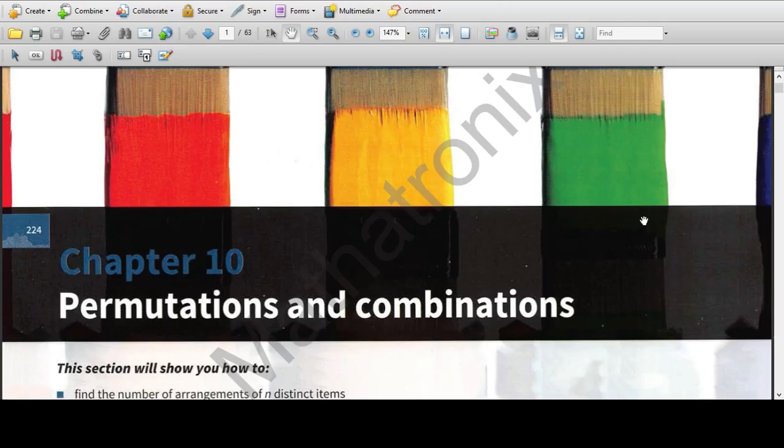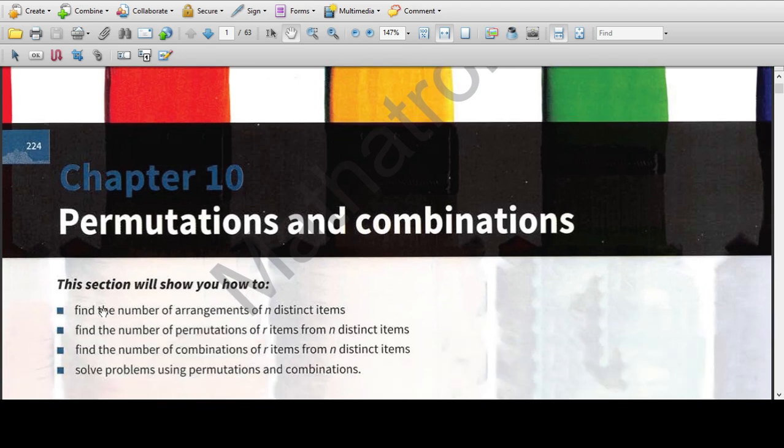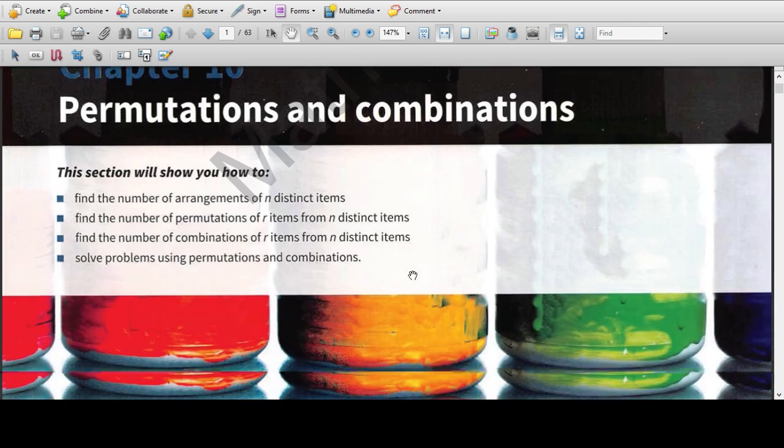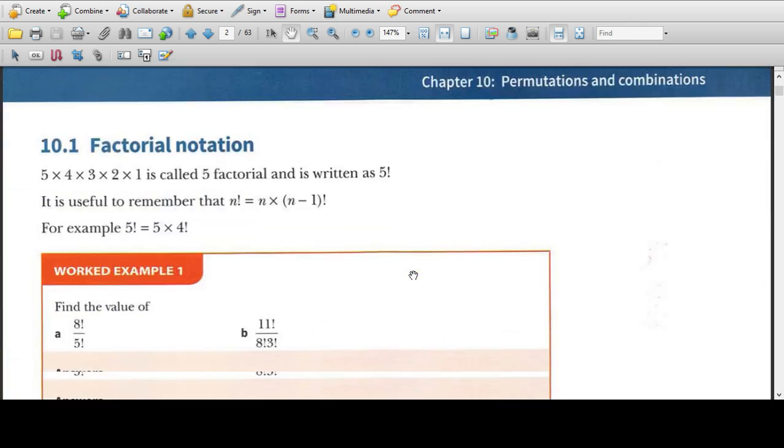Bismillah Rahman Rahim. In this session, we will discuss the permutation and combination topic from the additional mathematics course for IGCSE and O-level students. In this topic, we will discuss arrangement of n distinct items, permutation of r items from n distinct items, combination of r items from n distinct items, and problem solving using permutation and combination. So these are the things that we will discuss here.